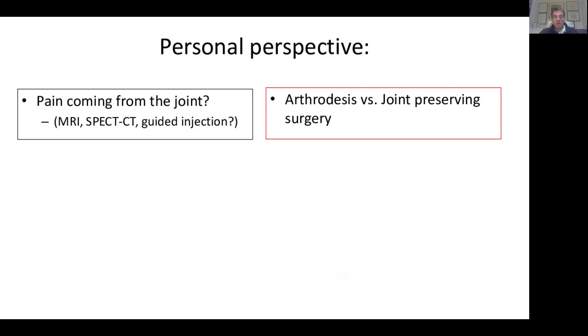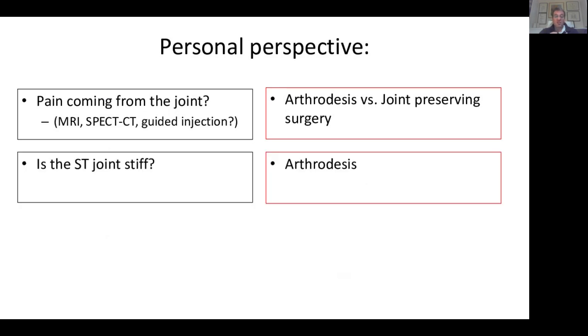So what do I do? When I see a patient, is the pain coming from the joint or not? So I do a clinical examination to see if there is just localized pain in the sinus tarsi or whether there is pain both in the medial and lateral aspects or across the subtalar joint. And I do my MRI, possibly SPECT/CT scan, and maybe a guided injection, although I'm not convinced that helps a lot. Then, is the joint stiff?